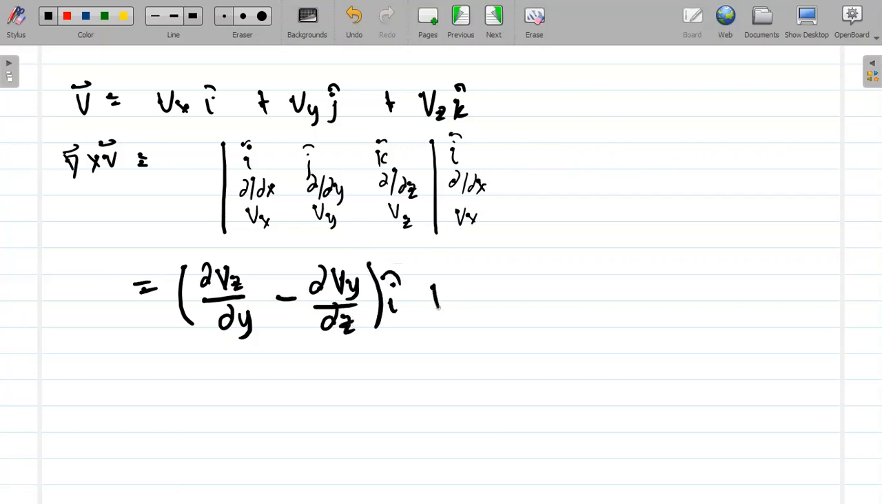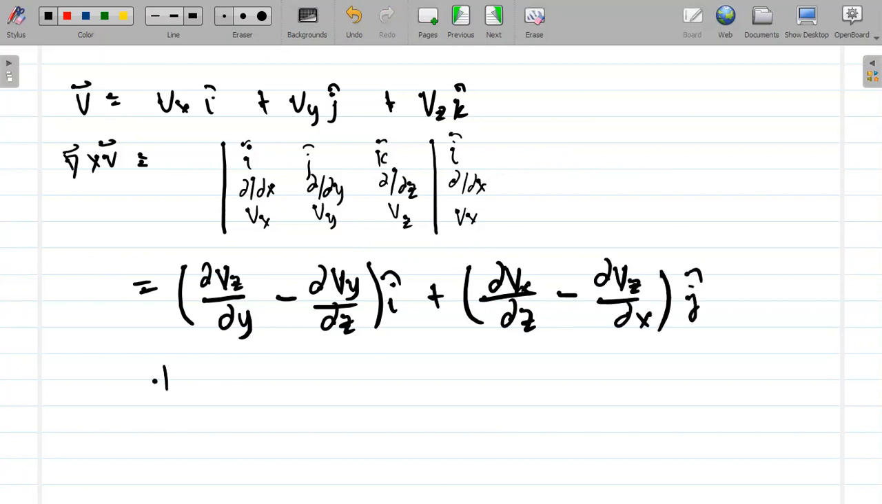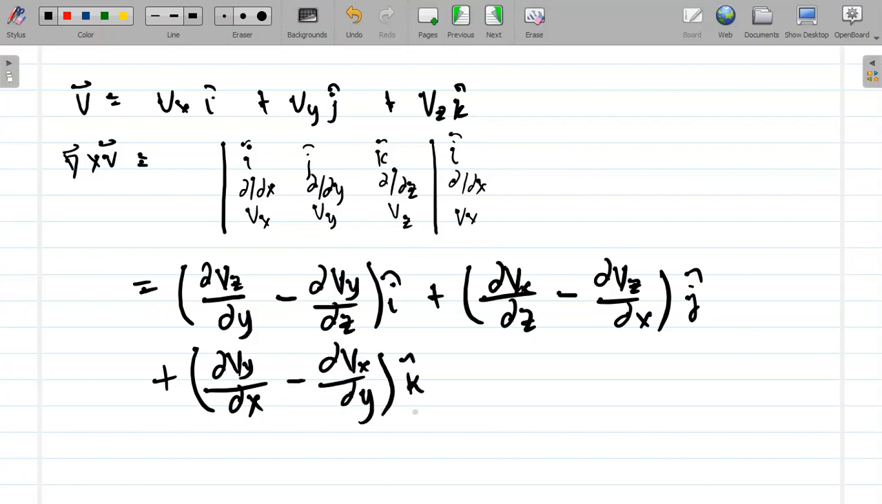I hat. Tapos yung j hat naman, so bali itong dalawang ito yung i-cross multiply ko. So partial Vx, partial z minus partial Vz, partial x. That is j hat. Tapos sa k hat naman, itong dalawang to. So yan ay partial Vy, partial x minus partial Vx, partial y, k hat.